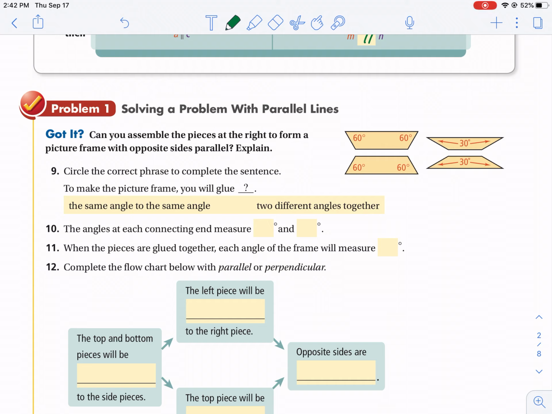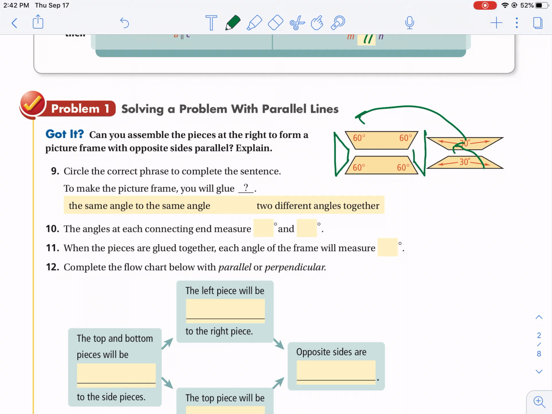Let's start applying that. Can you assemble the pieces at the right to form a picture frame with opposite sides parallel? Well, I bet we could take these 4 pieces. In fact, why don't we just turn this one, let's go this way with this one. So it would slide in there, so to speak. All right, it would slide in there. And then let's turn this one up this way. So it would slide in there.